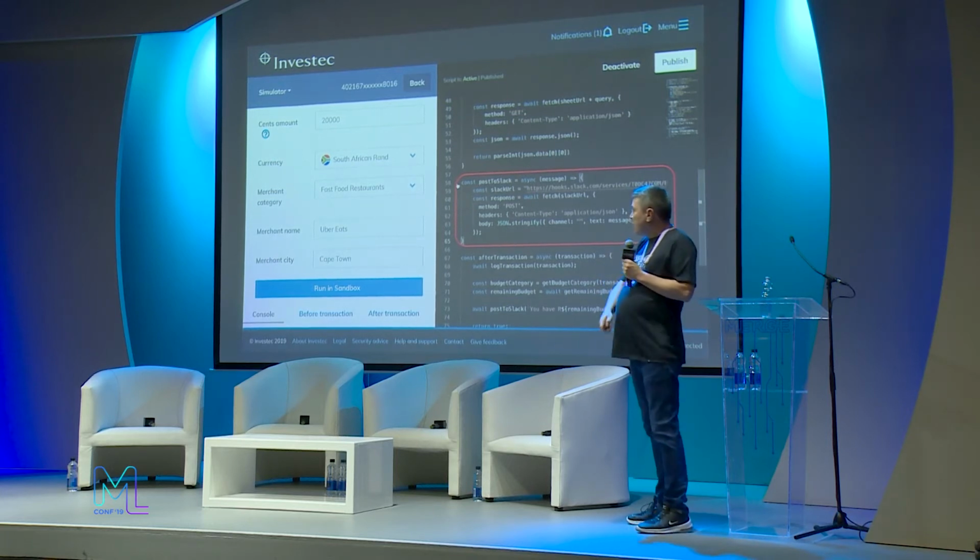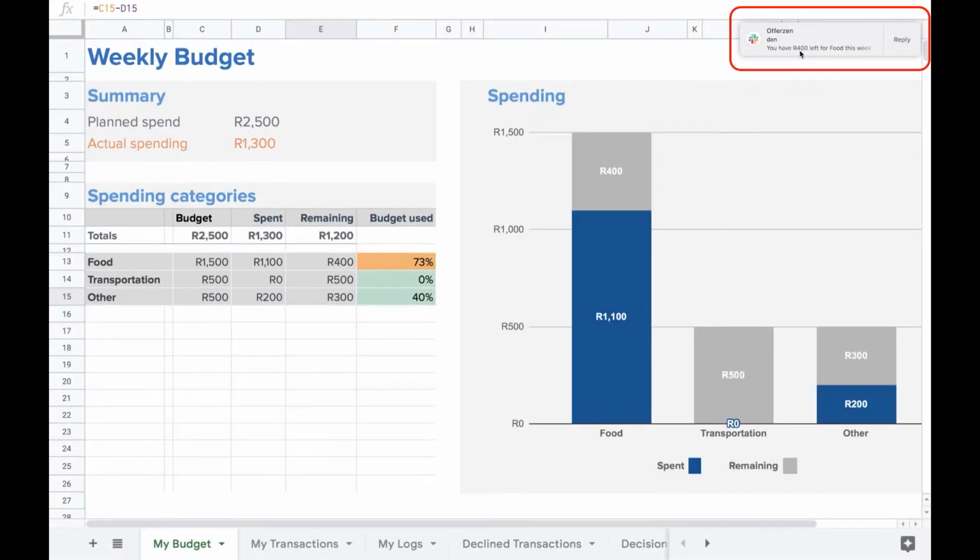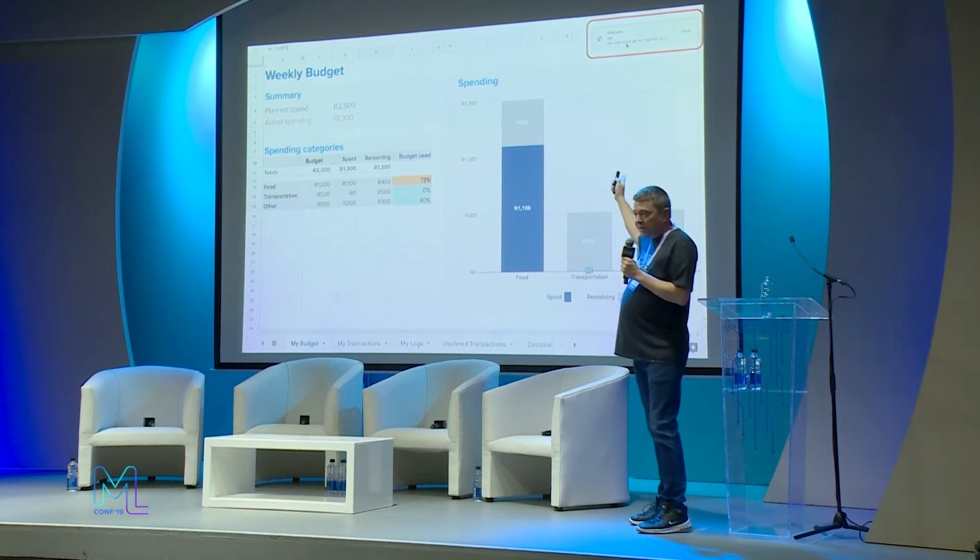Okay, so once again, we click it. You'll see my budget's gone down. And at the top corner there, you'll see there's a little thing that says you have 400 Rand left. So that's Slack telling us that we now have that information. So what typically would take a bank a very long time to build, we've now almost built in 2 days, just by using this very simple logic and giving people access to their account.